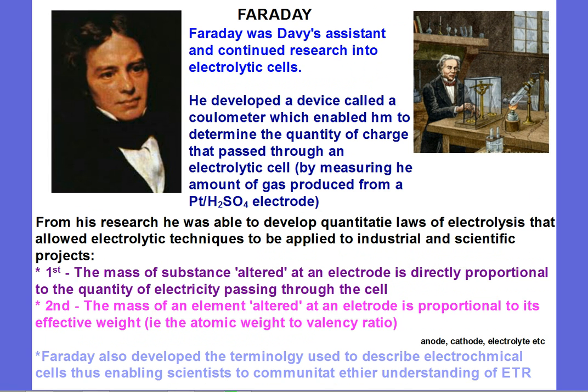Faraday was Davy's assistant and continued research into electrolytic cells. He developed a device called a coulometer, which enabled him to determine the quantity of charge that passed through an electrolytic cell by measuring the amount of gas produced from a platinum sulfuric acid electrode. So he had this special electrode devised, which consisted of platinum inside sulfuric acid. As the sulfuric acid was electrolyzed, he could measure the gas produced, whether hydrogen or oxygen gas, to figure out how much electricity had passed through the cell.